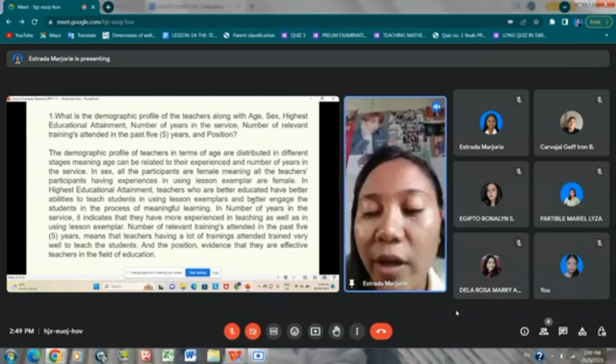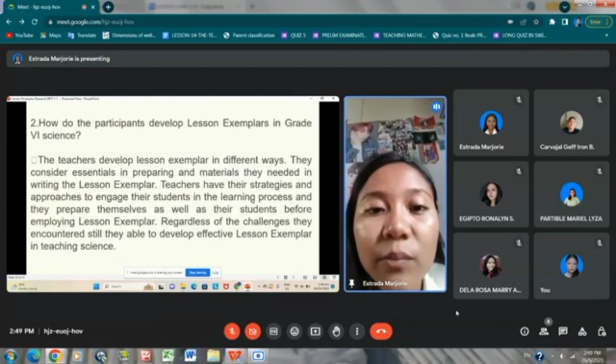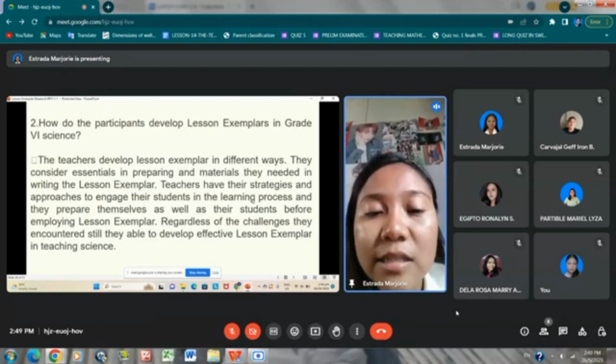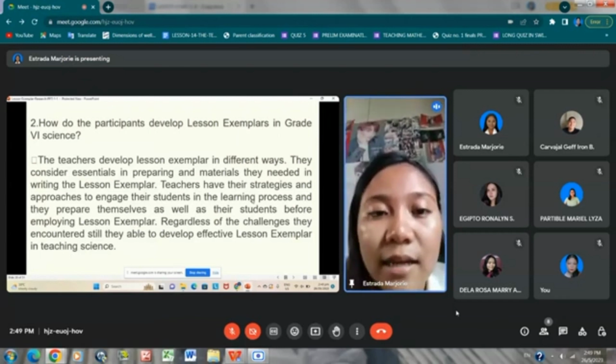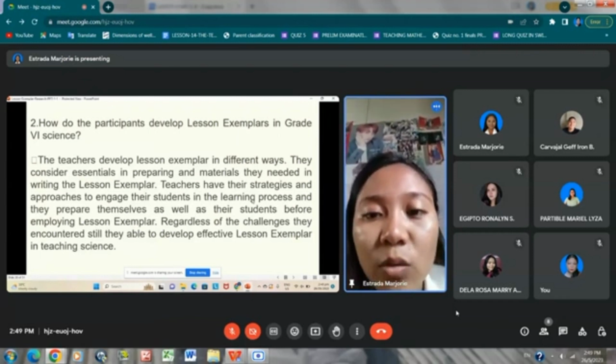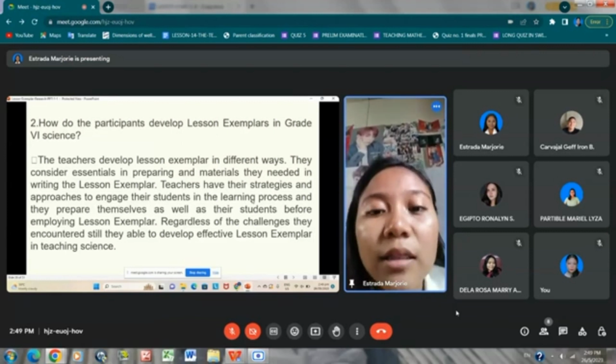evidence that they are effective teachers in the field of education. Number 2, how do the participants develop lesson exemplar in grade 6 science? The teachers develop lesson exemplar in different ways. They consider essentials in preparing and materials they needed in writing the lesson exemplar.